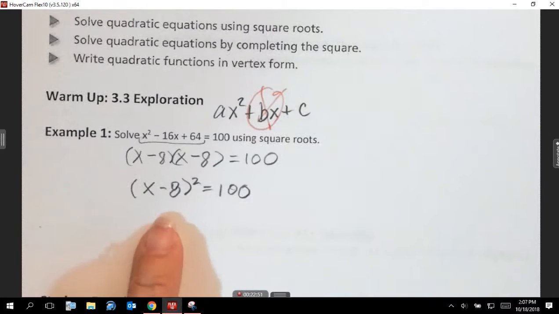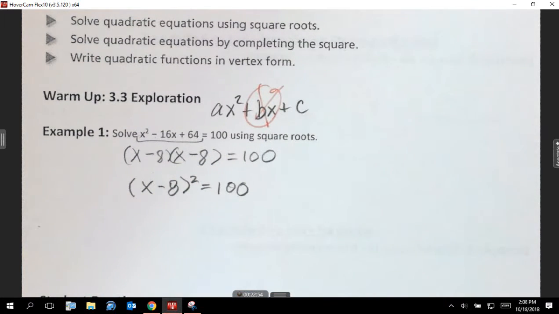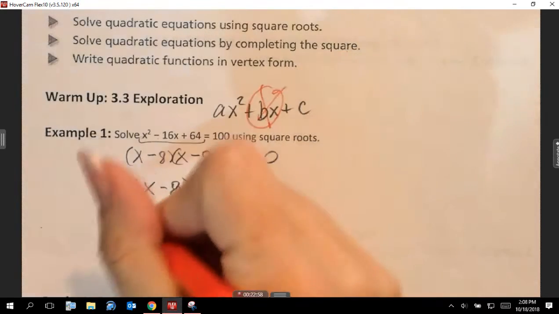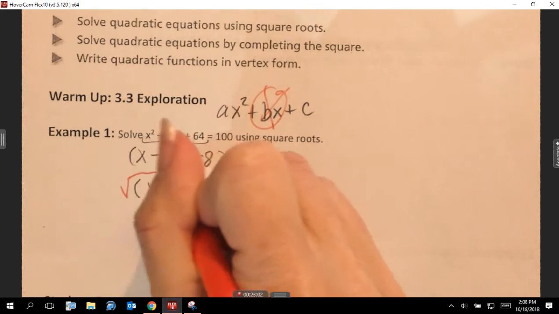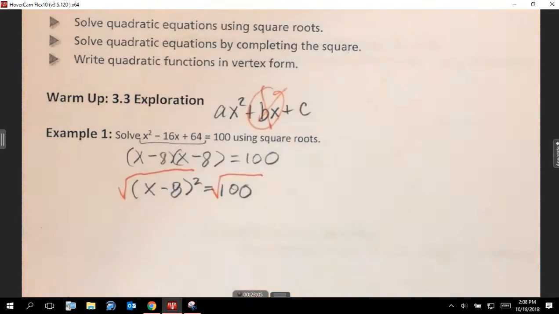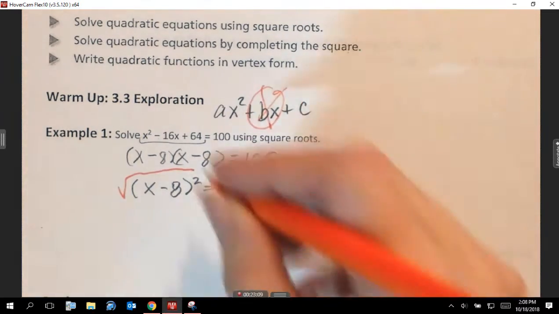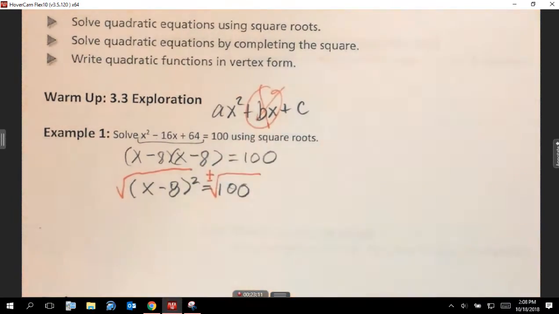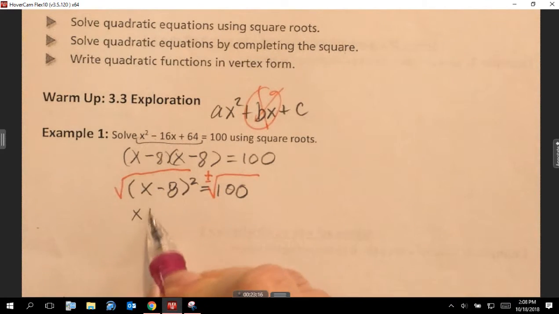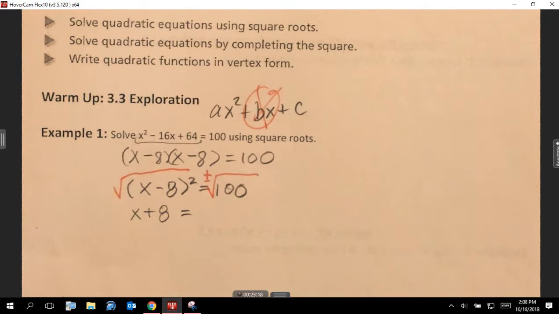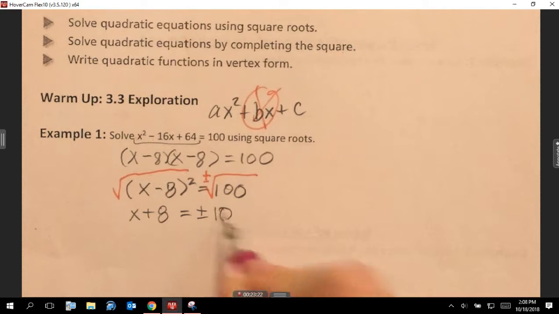Okay, so it's written as a perfect square. So now we're combining together factoring and square root. Since I'm trying to get x by itself, and squared is the outside thing, let's square root both sides. But if I square root, what do I need to do? What do I have left over? x plus 8 equals plus or minus 10.